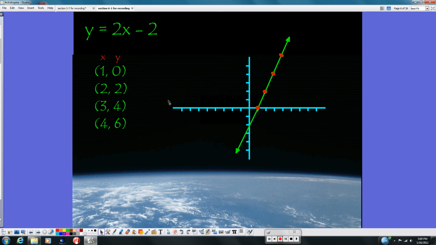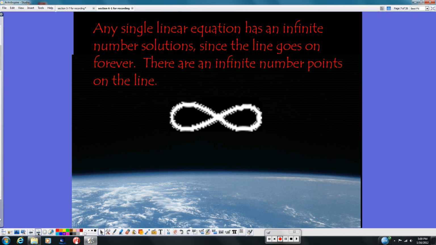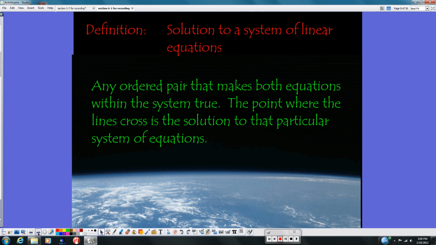Are these the only points? No, there's an infinite number of points that are solutions to this particular equation. Any single linear equation has an infinite number of solutions since the line goes on forever. So again, the solution to a system of linear equations is any ordered pair that makes both equations within the system true. The point where the lines cross is the solution to that particular system of equations.